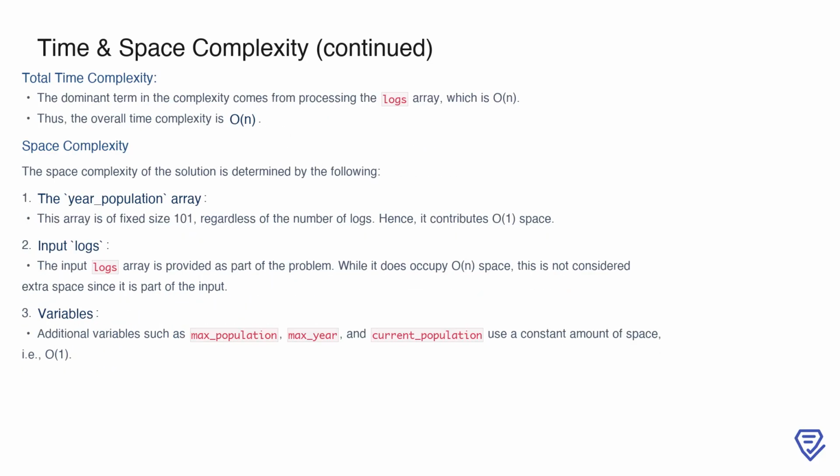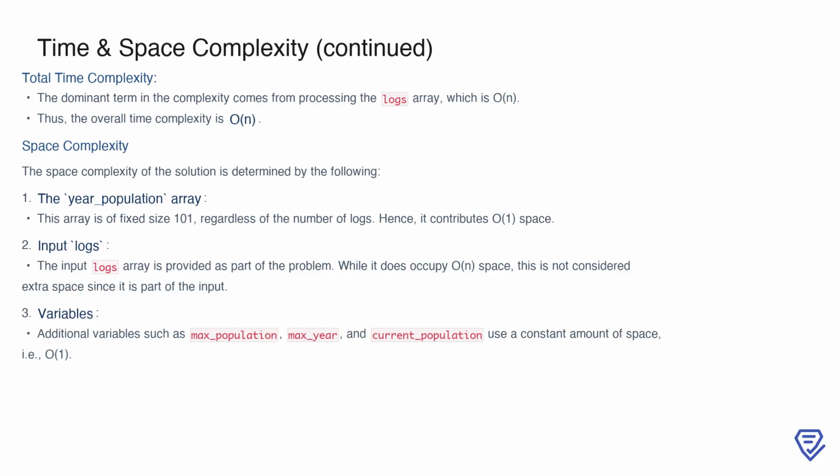When we look at the total time complexity, the dominant term comes from processing the logs array, which is n. The other steps, including initializing the array and calculating the prefix sum, are constant time operations and do not grow with the size of the input. Therefore, the overall time complexity of the solution is n.